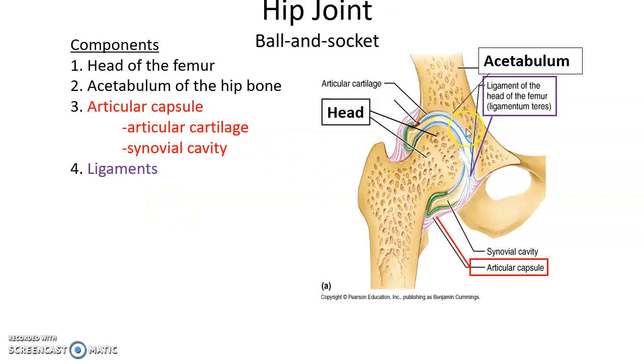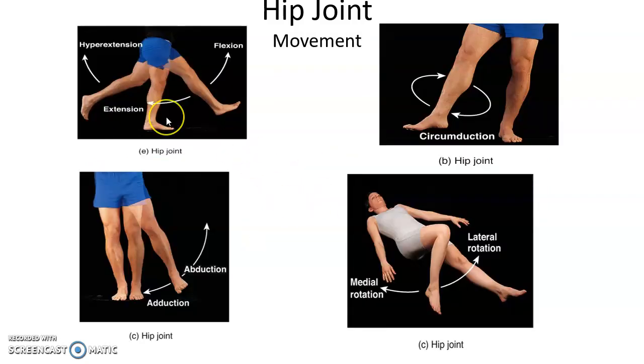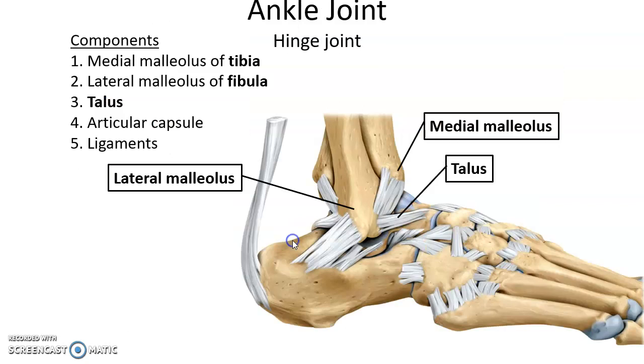Hip joint, ball and socket joint. So the big head of the femur fits into the acetabulum of the hip bone. Again, articular capsule, articular cartilage on the surfaces, synovial cavity with fluid, ligaments. It allows for extension, hyperextension, and flexion, circumduction, medial and lateral rotation, abduction, adduction.